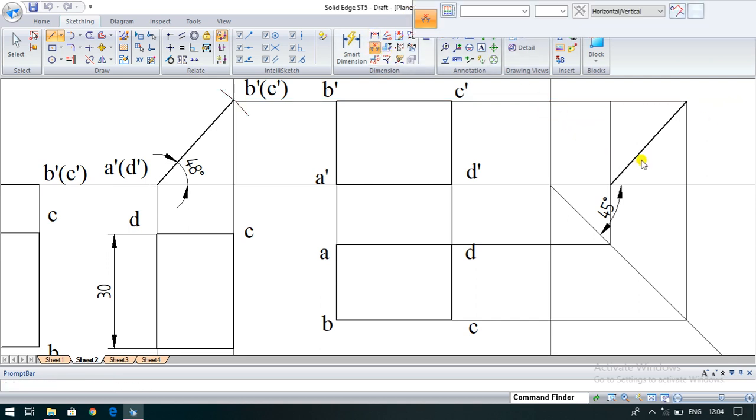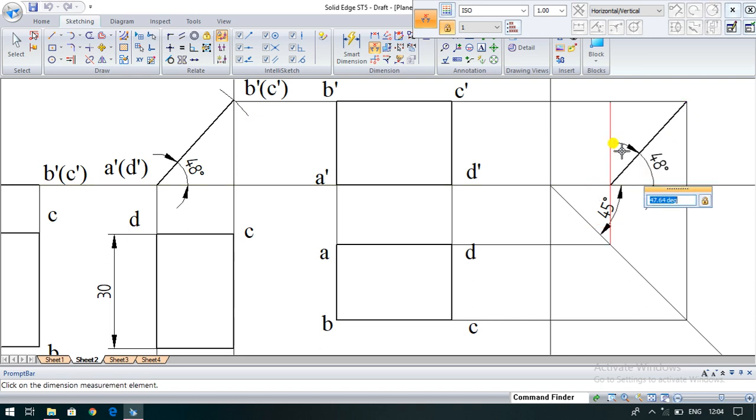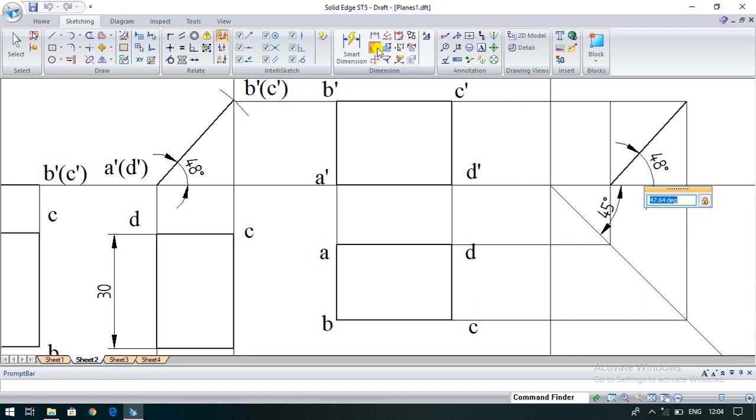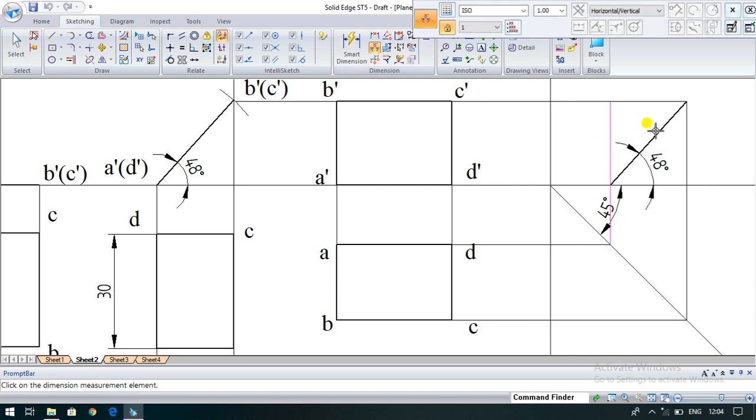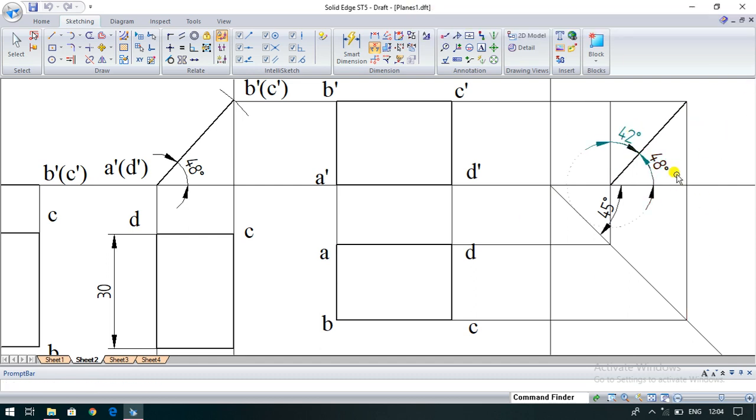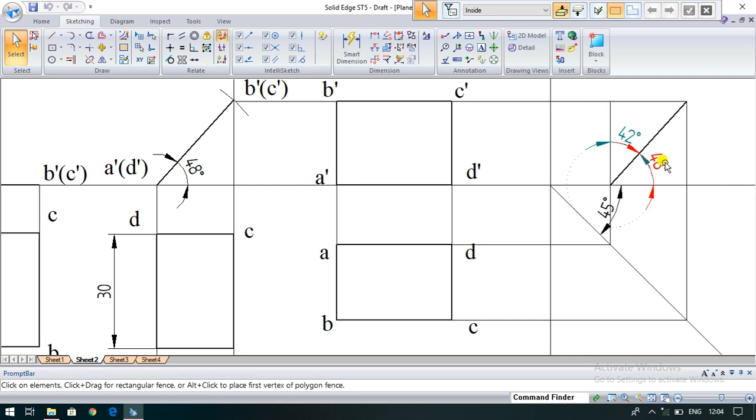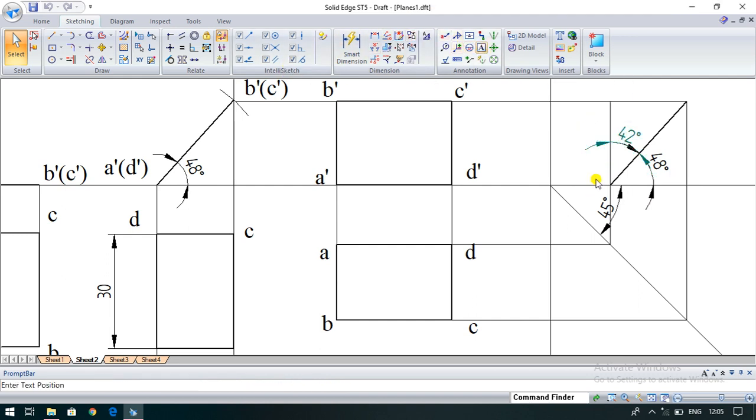So measure the angle, inclination to HP is 48 degrees, and similarly inclination to VP. So inclination to VP is this, measure this one. Okay, now we got this one as 42 degrees. So inclination to VP is 42 and inclination to HP is 48 degrees. So the sum of these two angles is exactly 90 degrees. 42 plus 48 means it is 90. So the obtained angle is exactly right. Inclination to VP is 42 degrees and inclination to HP is 48 degrees.